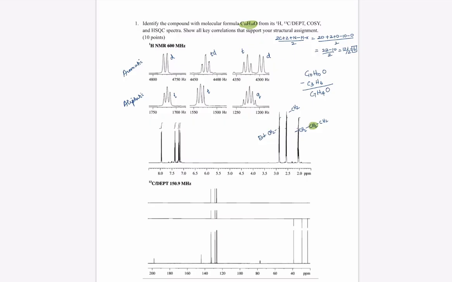We only have 2 possibilities. One is ortho-substituted, and the other one is meta-substituted. But if it's going to be meta-substituted, then this hydrogen right here should be existing as a singlet, and we are not able to find any singlets here in the aromatic region. So we can easily assume that it is going to be ortho-substituted.